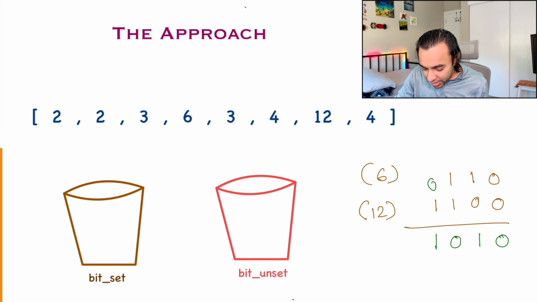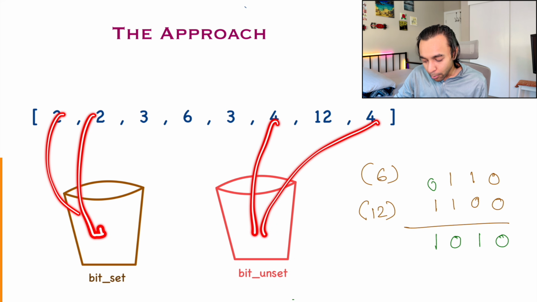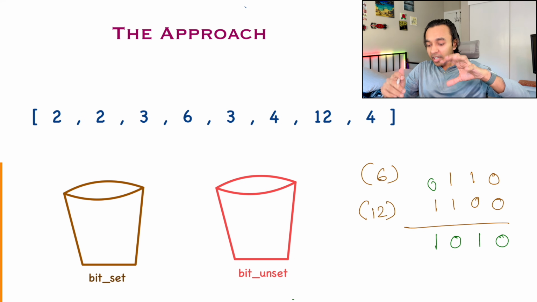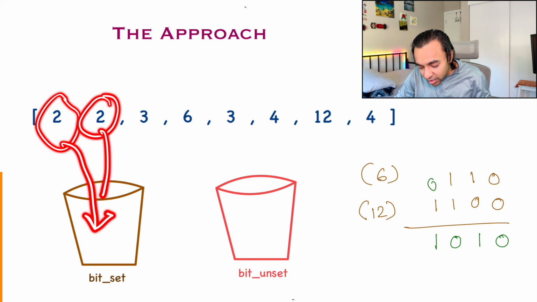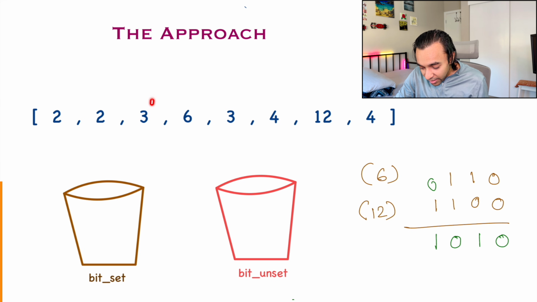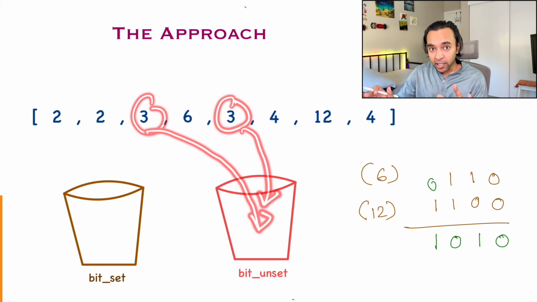So what will happen? Some of these numbers will go into this bucket and some of these numbers might go into this bucket. But if a number has gone into this bucket, then its duplicate will also go into the same bucket, correct? And similarly, if a number goes into this particular bucket, then its duplicate will also go into this particular bucket, right?